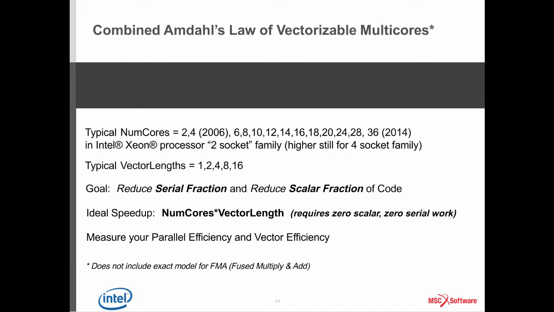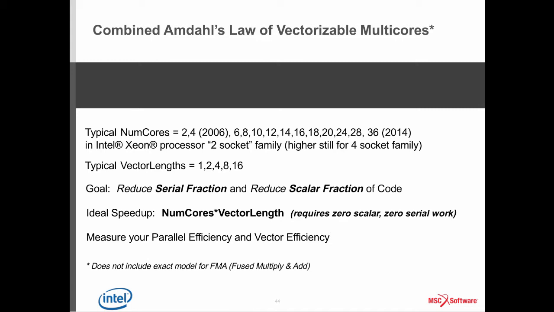So in general, the number of cores has gone in that time frame of that previous chart from 2 cores to 4 cores in 2006 for a server, and now we're at 36 cores as our maximum in 2014. And that's just for a 2-socket box. The 4-socket systems have even higher core counts. And the typical vector length, the number of actual values that you can operate on at the same time, could be 1, 2, 4, 8, even all the way up to 16.